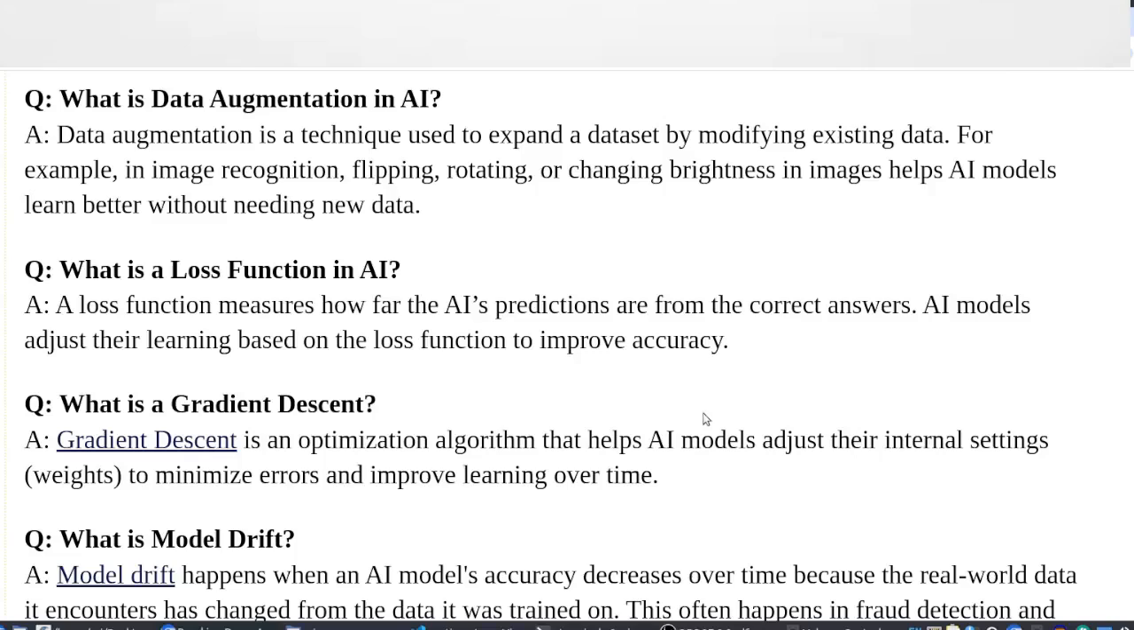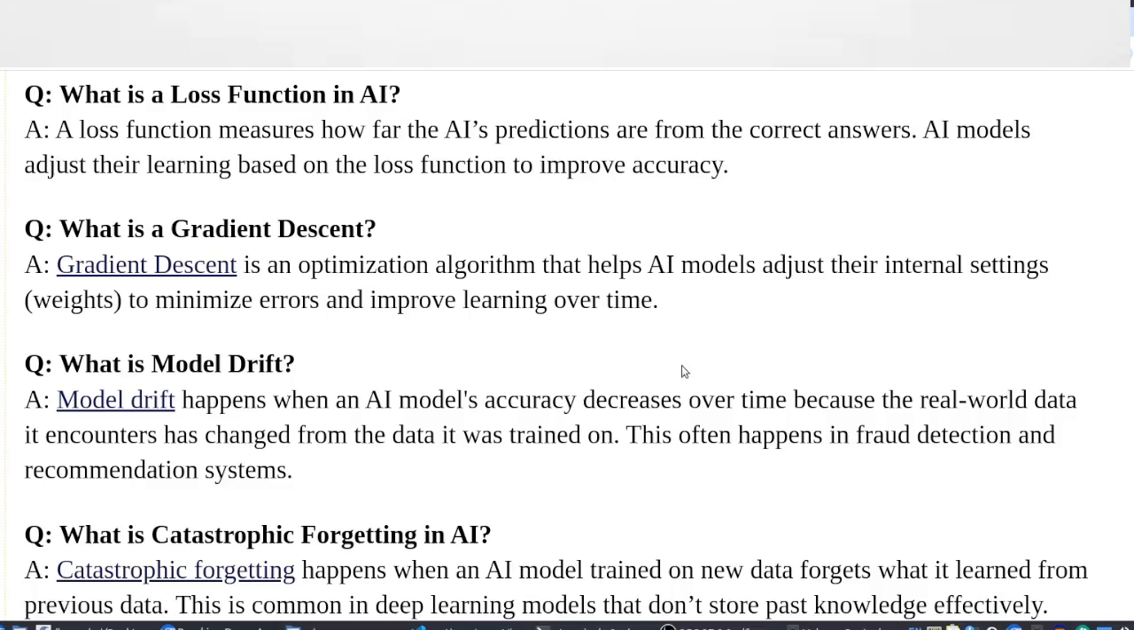What is a loss function in AI? A loss function measures how far the AI's predictions are from the correct answers. AI models adjust their learning based on the loss function to improve accuracy. So it's a key thing. Whenever measuring the accuracy of the model, the loss function gives the detailed error, basically the error. So based on that value, the model will be changing its weights.